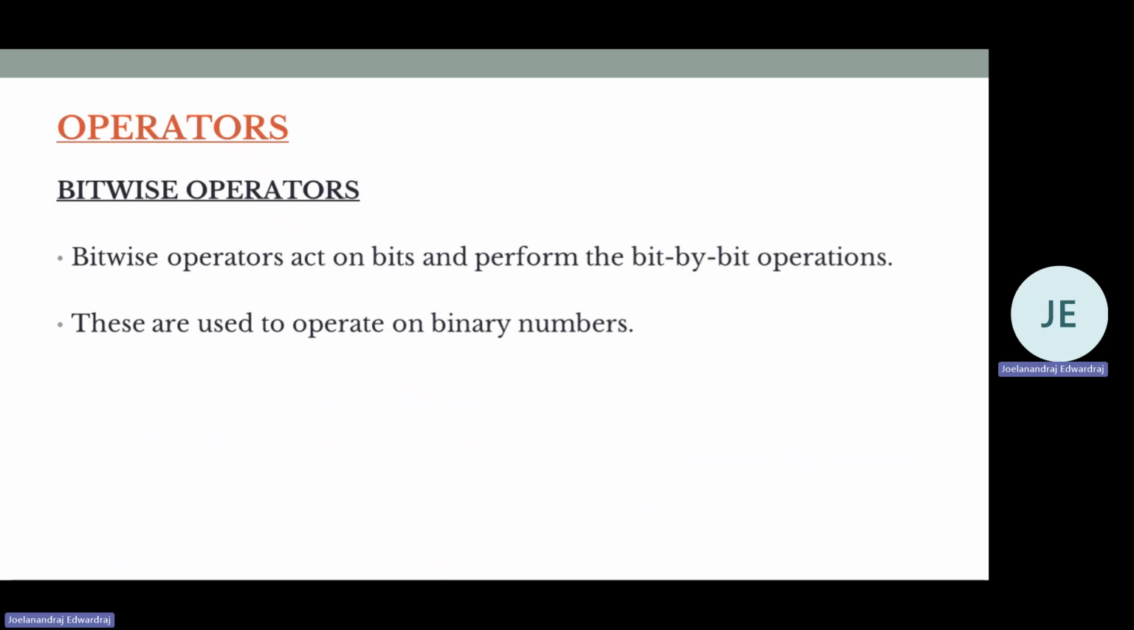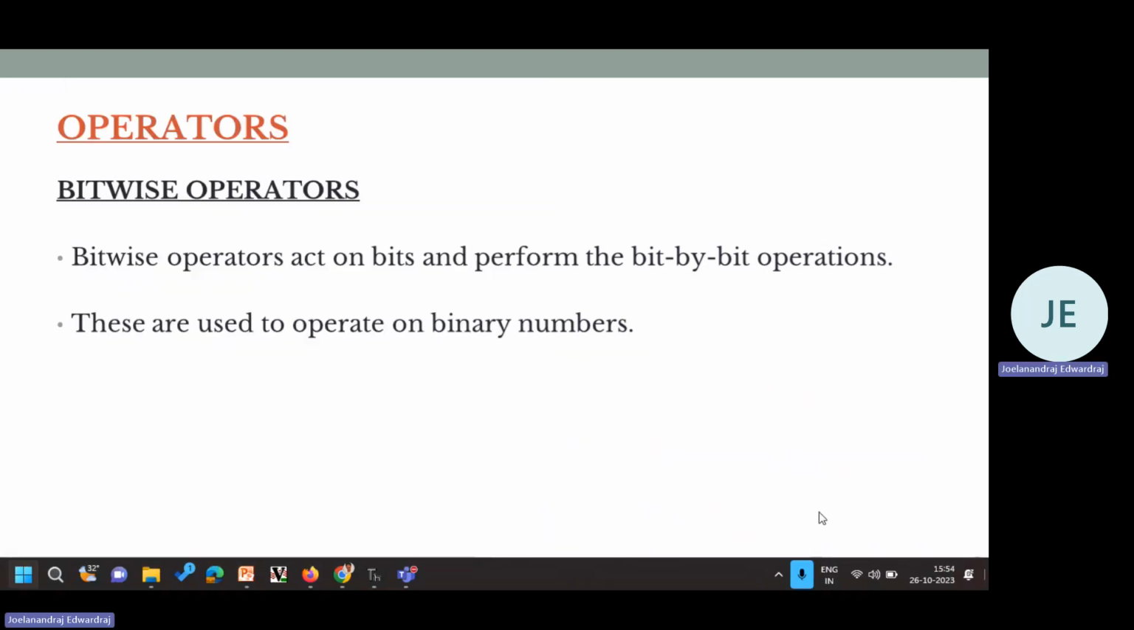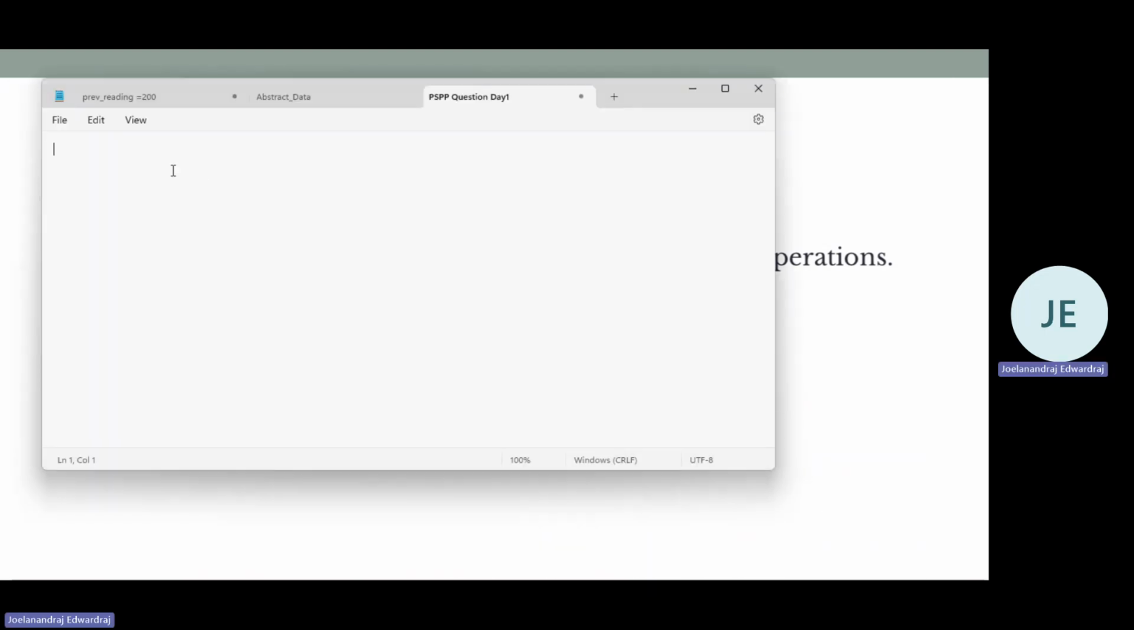Next operator is the bitwise operator. Bitwise operators act on bits. We have seen the decimal number system, octal number system, and hexadecimal number system. There is one more number system that is fundamental to computers, which is called the binary number system. The binary number system is zeros and ones, right? In the decimal number system, 1, 2, 3, 4, 5, 6, 7, like this we can write up to infinity, right?